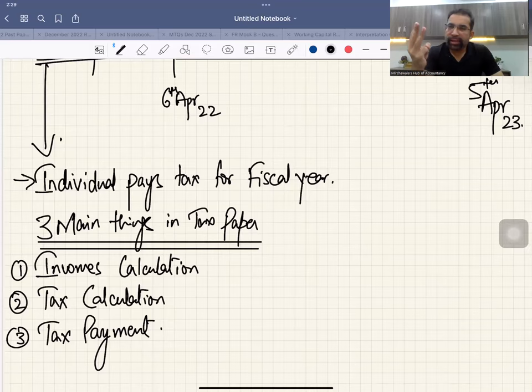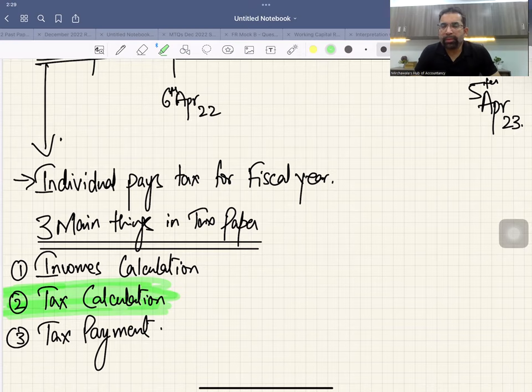Now in today's class, we are going to do this second step, that is tax calculation. Since we are directly doing the second step, obviously in the question the first step will be given ready-made. So you will be given ready-made incomes in the question and you just need to calculate tax.